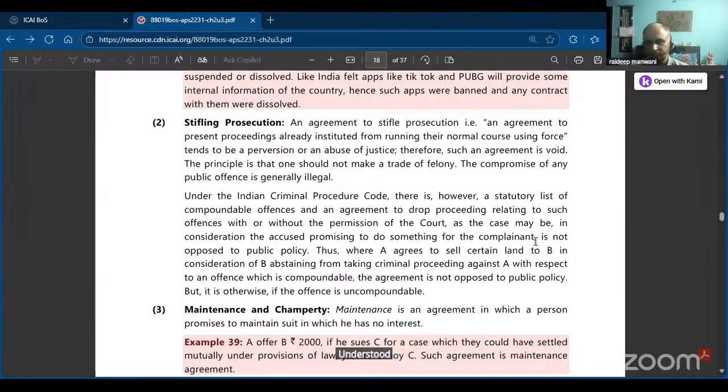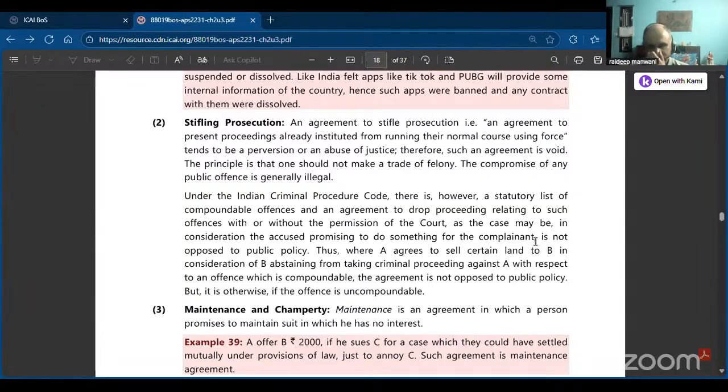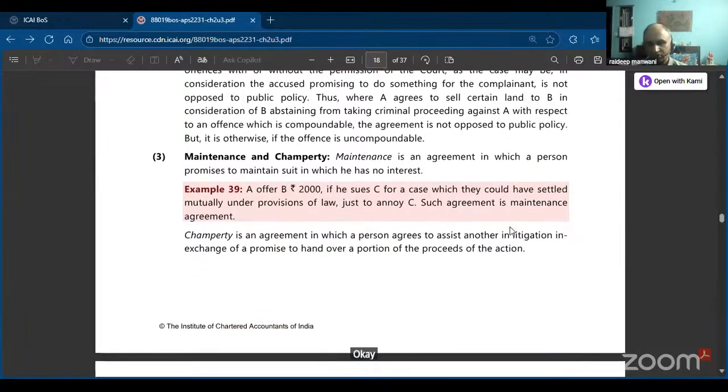Understood? Yes. So what's a prosecution? Prosecution, sir. Prosecution means when you file a case against somebody, you're prosecuting that person. So let's say you threw acid on Sana and she files a case on you, that means she's prosecuting you. Stifling means you stop her from prosecuting you. That is called stifling prosecution. Understood? Yes, sir. Got it? Yes, sir.